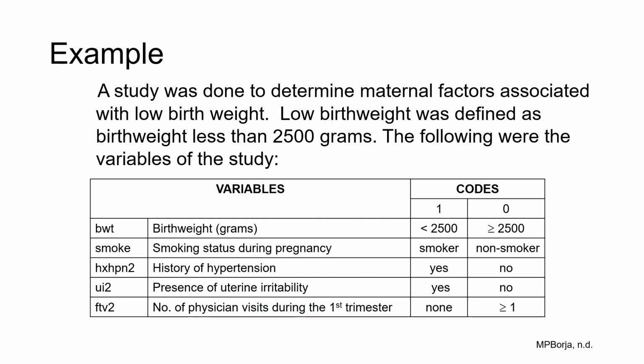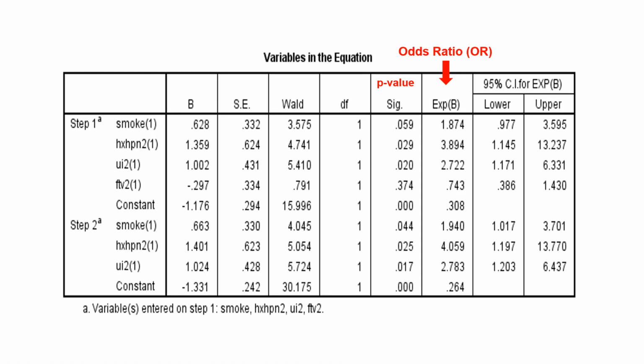In this example, birth weight is the binary outcome variable, dichotomized as low birth weight and normal birth weight, and the following maternal factors were considered as the independent variables: smoking status, history of hypertension, presence of uterine irritability, and number of physician visits during the first trimester. With modeling, study variables with insignificant p-values were sequentially removed until all that remained were those significantly associated with low birth weight, which were smoking status, history of hypertension, and presence of uterine irritability.